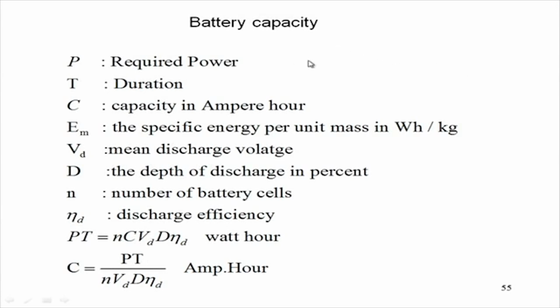So we start with battery capacity, and that can be expressed in terms of the required power and the time duration, P and T, and capacity in ampere hour C. Specific energy per unit mass, in watt hour per kg, is EM. Mean discharge voltage VD. Depth of discharge in percentage is capital D. N is the number of battery cells. Discharge efficiency eta D. So PT is equal to N C VD D and eta D, and from that you can find out the capacity required in terms of number of cells.